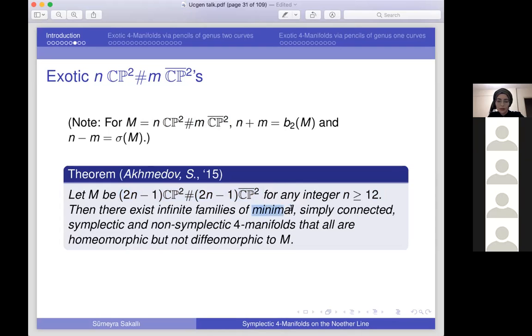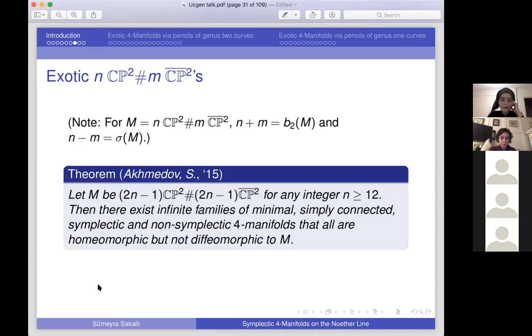These are all minimal. Minimal means that there is no -1 sphere inside our manifolds. So we cannot blow it down. We cannot get anything smaller. These are the smallest possible ones. And these are simply connected. And some of our manifolds admit symplectic structures and the others do not admit, but they are both smooth, of course. And these are all exotic copies of M.